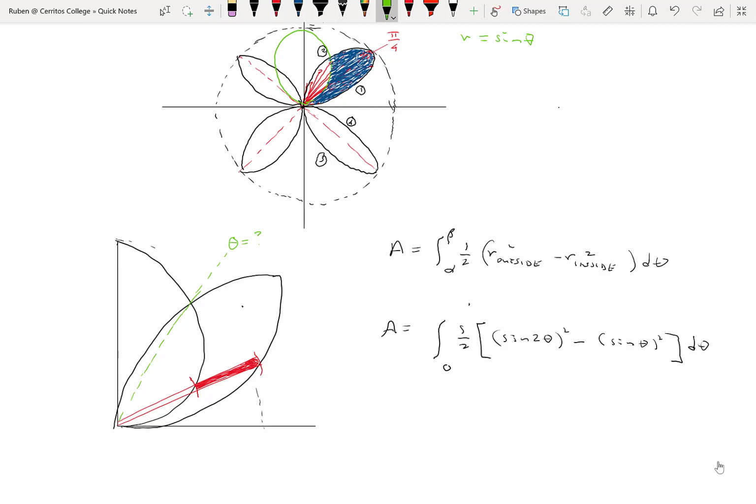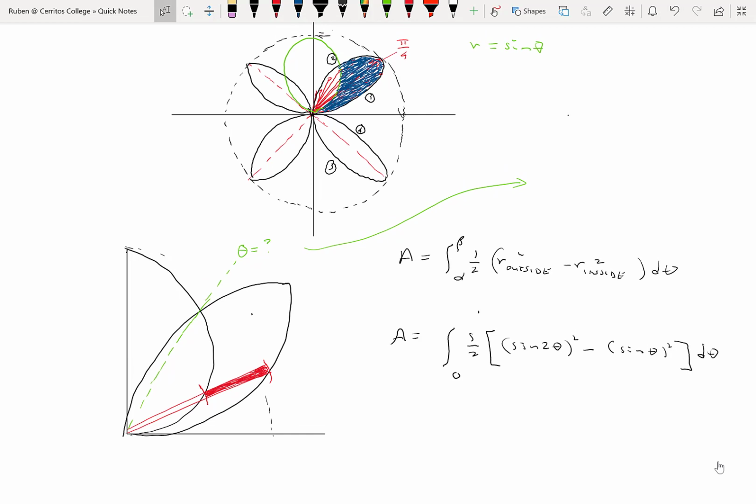So I'm going to use my trigonometry to do that. These two curves intersect when the two functions are equal to each other, when the rose, sine of 2 theta, equals the r value for the circle. So I have to solve a trig equation. That says that the sine of 2 theta minus the sine of theta equals 0.